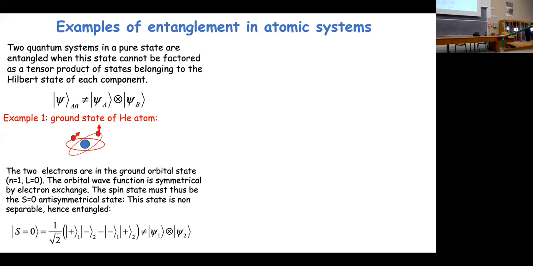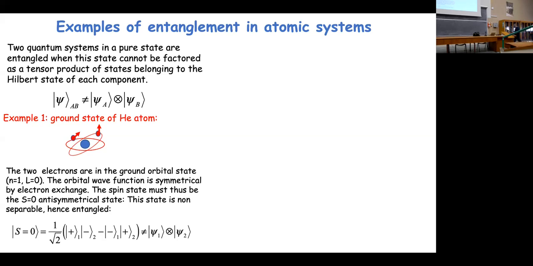So the spin state has to be antisymmetrical because the whole wave function has to be antisymmetrical, because they are fermions. Another way to state it is to say that if the two electrons are in the ground state, they must have opposite spins because they cannot be in the same orbital plus spin state. So you see immediately that the spin part of the ground state is this wave function, plus minus minus plus, which is the singlet state, and it is an entangled state. Here, the entanglement does not come from the interaction. The entanglement comes from the exclusion principle. So it's a special case.